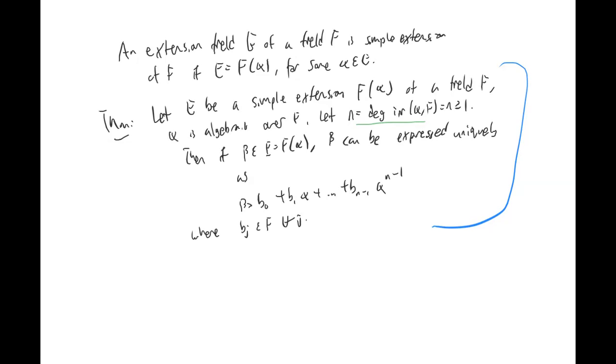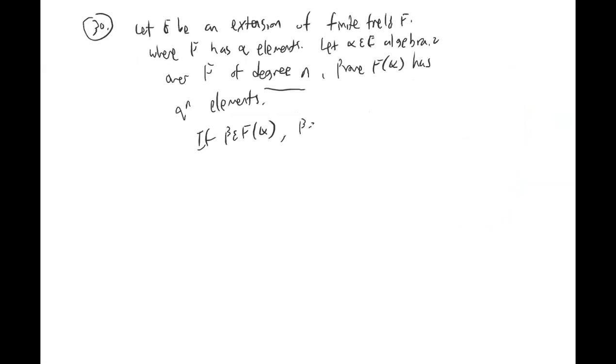It looks like linear combinations of alpha, right, up to degree n minus 1, where coefficients are in F. Yeah. So I know that beta looks like a0 plus a1 alpha plus and so on up to a_{n-1} alpha to the n minus 1. Everyone agree?